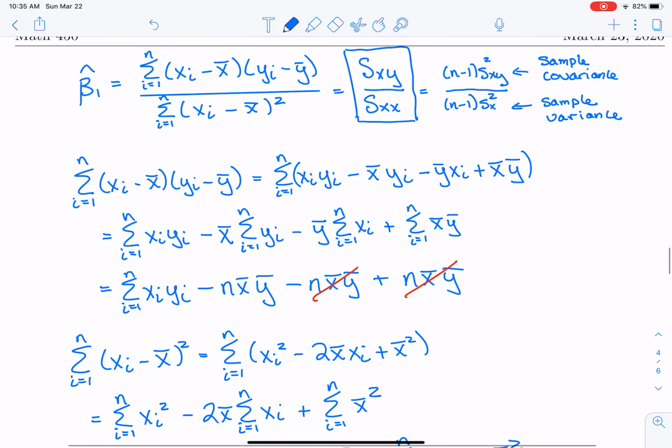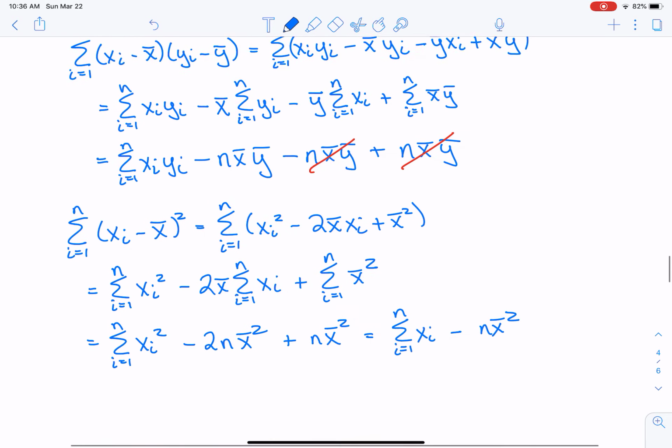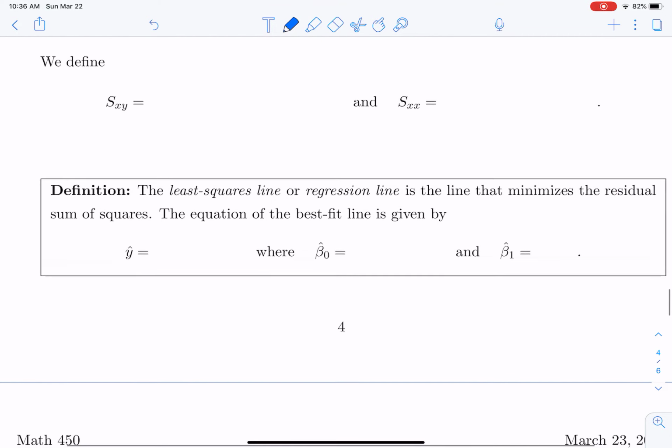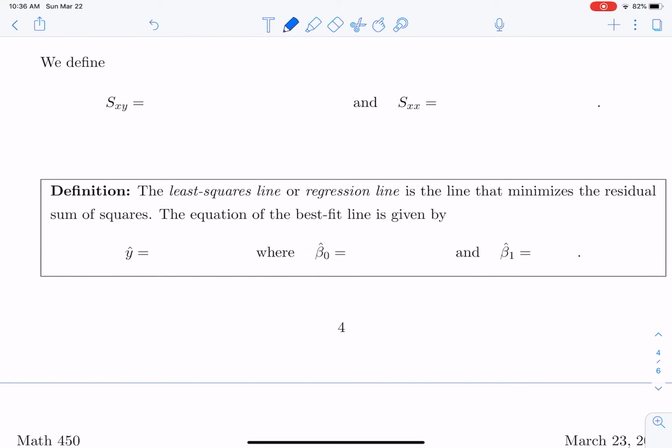Okay, so that means we can rewrite what beta 1 is. So what we're going to do now is tell you what the slope is. We're going to define s sub xy to be the sum from i equals 1 to n of x sub i minus x bar times y sub i minus y bar. And we're going to define s sub xx to be the sum from i equals 1 to n of x sub i minus x bar squared.